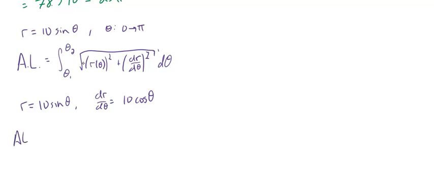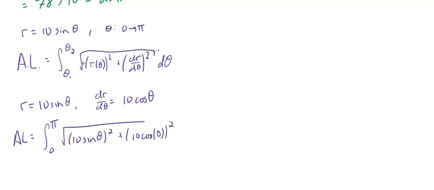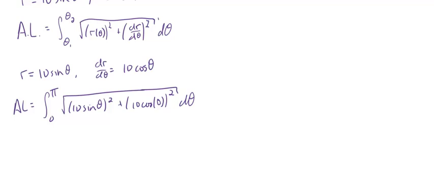So my arc length is the integral from 0 to pi of the square root of 10 sine theta squared plus 10 cosine theta squared d theta. Now, you could use your calculator for this, but I'm going to show how to do it without it because this is one that could show up on a part of a test where we can't use our calculator to figure out that integration.